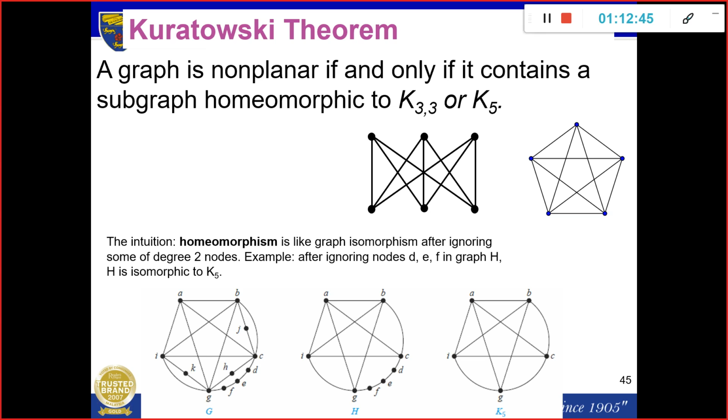Another way to determine whether a graph is non-planar is by using Kuratowski's theorem. A graph is non-planar if and only if it contains a subgraph homeomorphic to K3,3 or K5. If you can find any subgraph that is homeomorphic to K3,3 or K5, it means that the graph is non-planar.